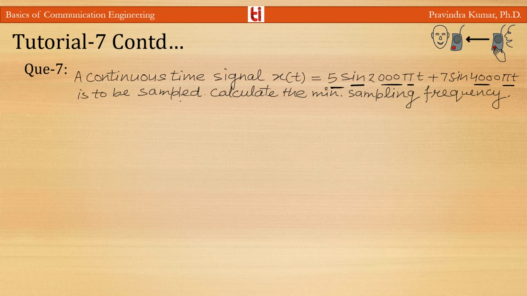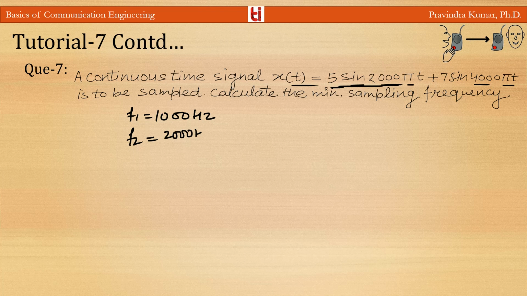Now the next question is, a continuous time signal x(t) = 5 sin 2000 pi t plus 7 sin 4000 pi t is to be sampled. Calculate the minimum sampling frequency. So in this signal you have f1 equal to 1000 hertz and f2 equal to 2000 hertz. So there are two frequency components, f1 1000 hertz and f2 2000 hertz.